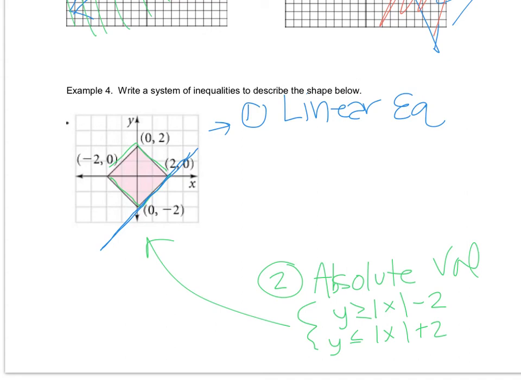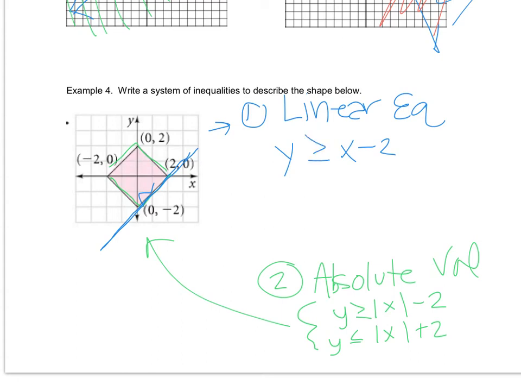So this blue line is y is, I'll do the slope. So the slope is up 1, right 1. So it's going to be x, and the y-intercept is 2. It's a solid line, and you're shading above that blue line. So it's y is greater than or equal to.